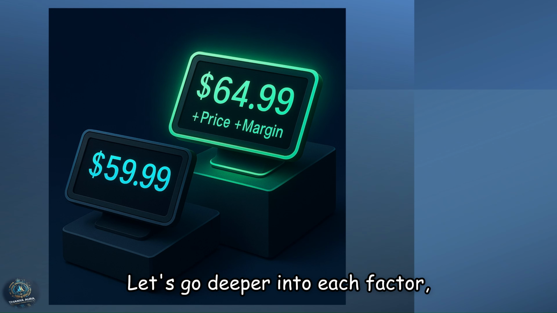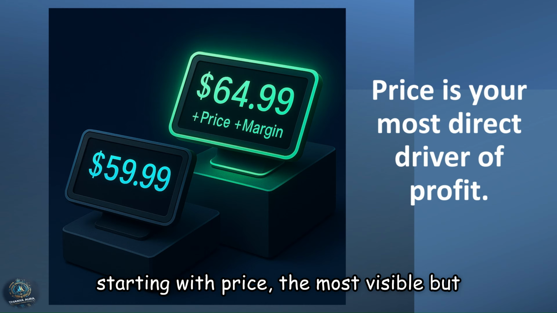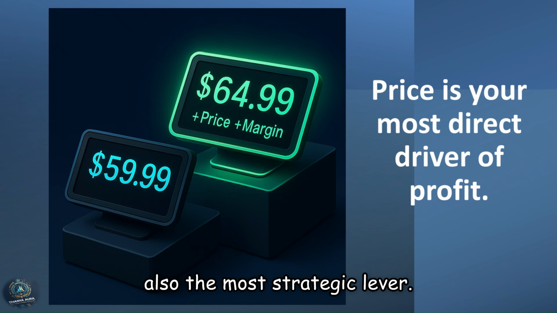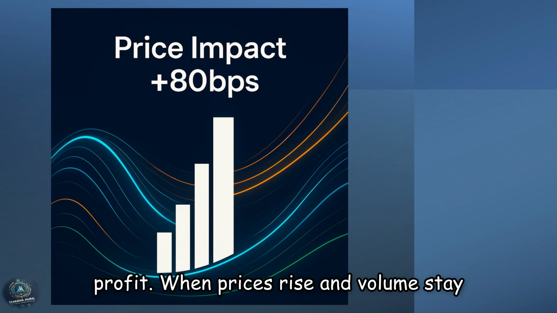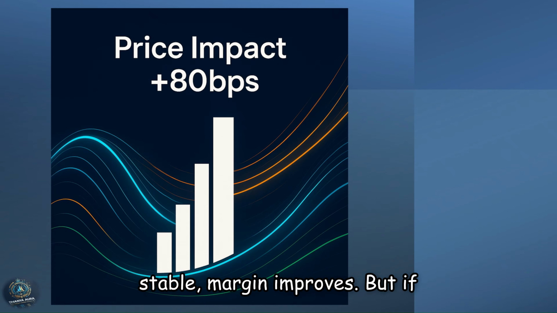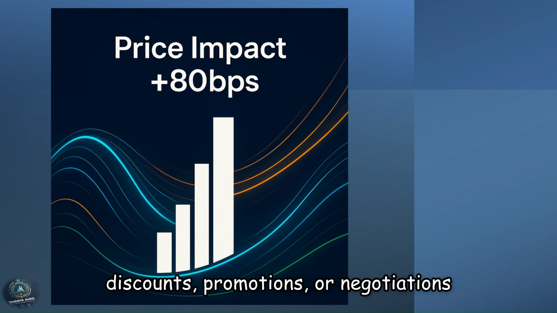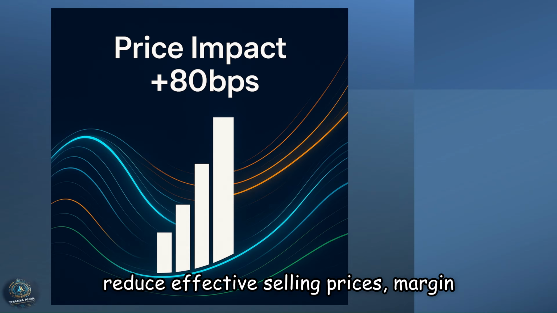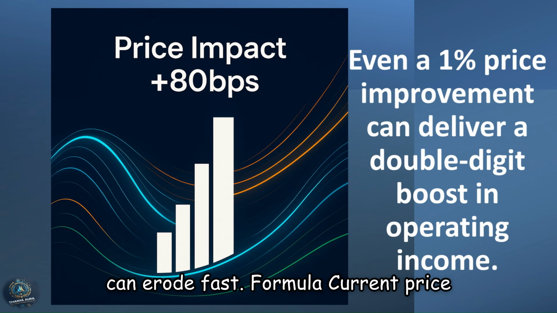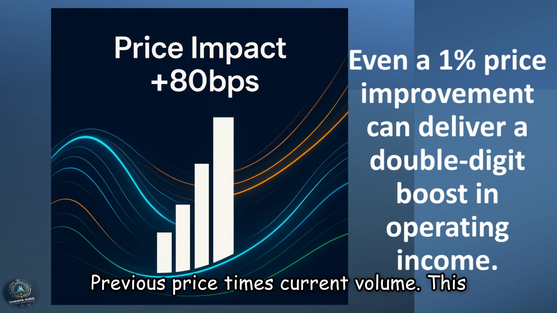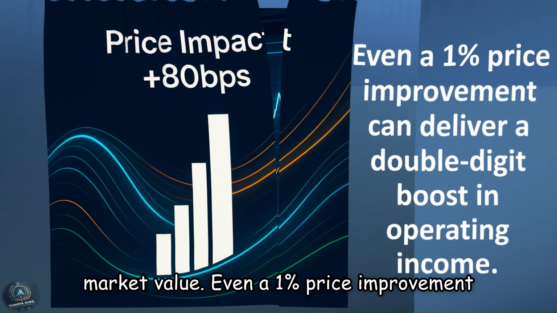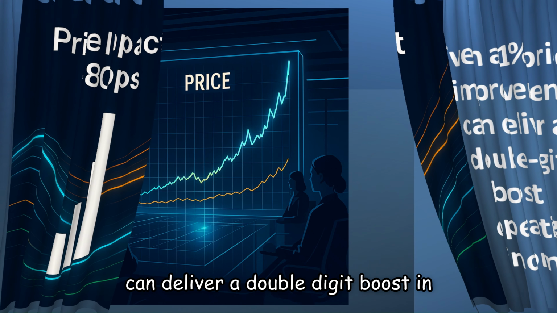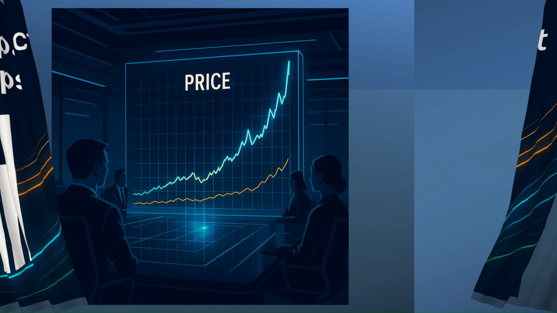Let's go deeper into each factor, starting with price, the most visible but also the most strategic lever. Price is your most direct driver of profit. When prices rise and volumes stay stable, margin improves. But if discounts, promotions, or negotiations reduce effective selling prices, margin can erode fast. Formula: current price minus previous price, times current volume. This isolates how well your team captured market value. Even a 1% price improvement can deliver a double-digit boost in operating income.